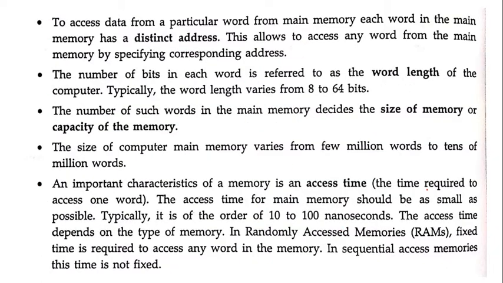To access data from a particular word in main memory, each word in the main memory has a distinct address. So whatever data we give, whether a single word or alphabetical characters, has a distinct address located to it. This allows access to any word from the main memory by specifying the corresponding address, which is predefined in the system.